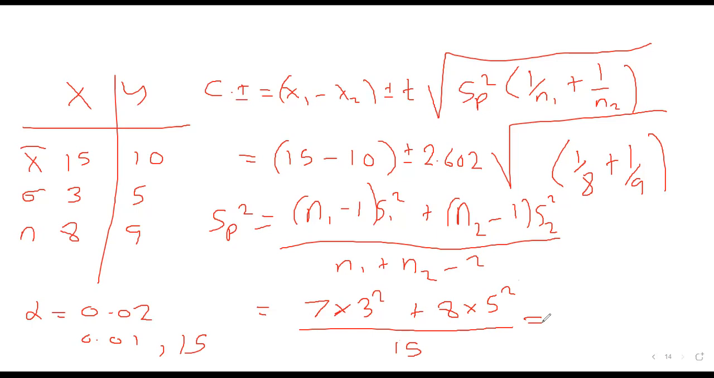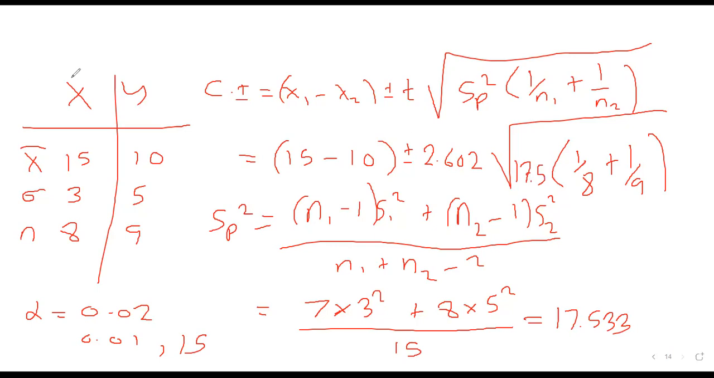So 7 times 9 plus 8 times 25 divided by 15, 17.533. So 17.5 comes here. So the rest, at least you know how to go about it.